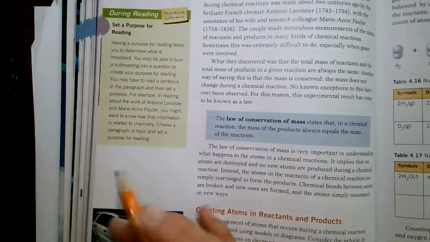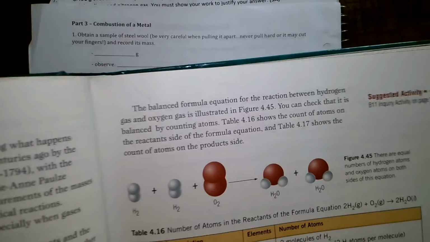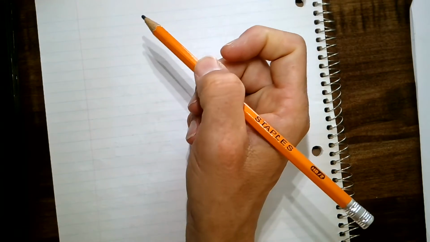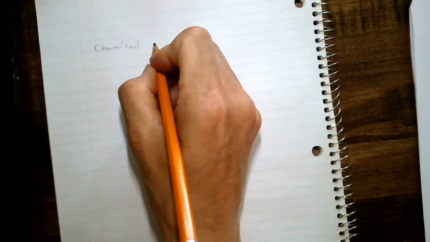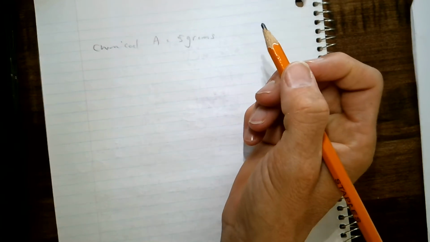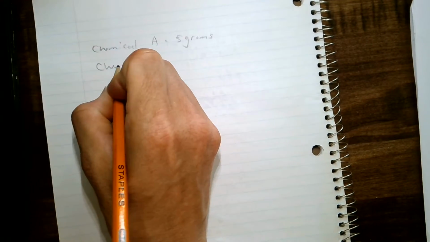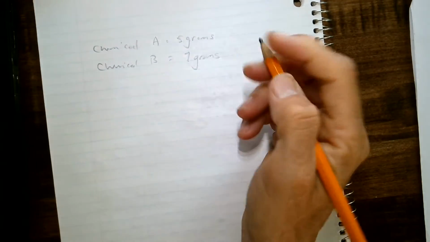So example one is 5 grams of chemical A. You know what? I'll write this out. So at the bottom of this sheet, you have to do these questions in the textbook. There's only 5 questions that you have to do. But your examples are, you have chemical A, which is 5 grams, all right? And it reacts with chemical B, which is 7 grams. And then it produces chemical C, right?